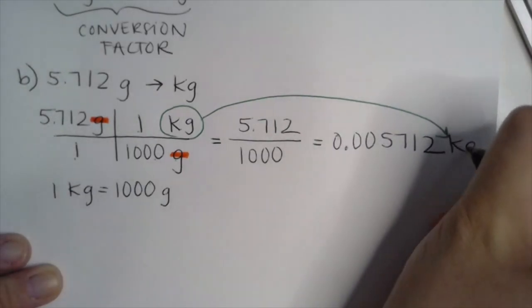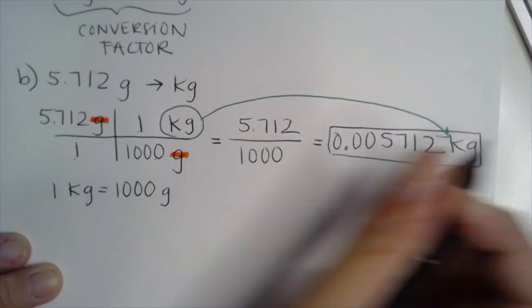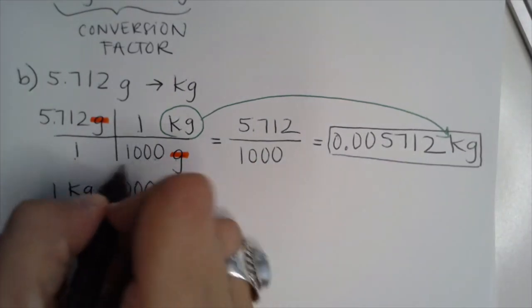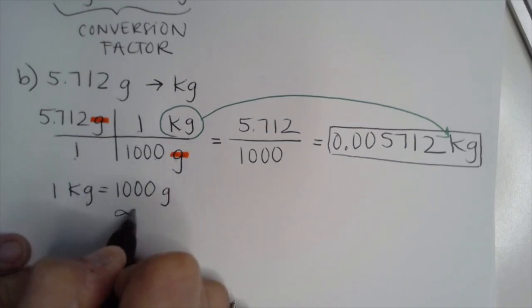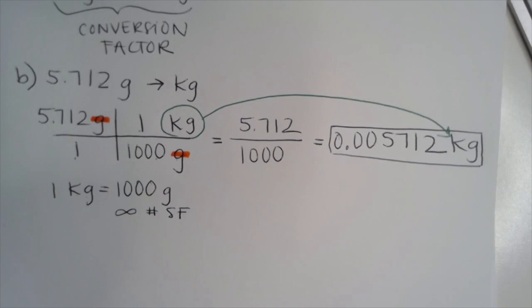We should keep significant figures here too. Now, some of you might be thinking, wait a minute, this only has one significant figure. This is not a measurement. These numbers here have an infinite number of sig figs. You don't measure that. That's a fact. We know that. There are exactly 1,000 grams in 1 kilogram.